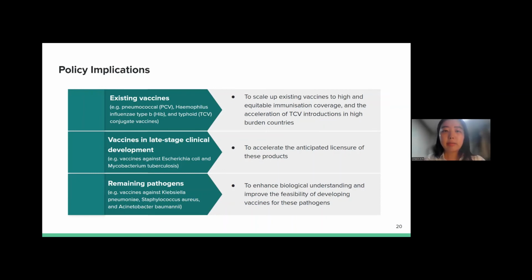And secondly, efforts can be made to accelerate the approval and licensure of vaccines in late stage clinical development that have the potential to have a greater impact on AMR, such as E. coli and Mycobacterium tuberculosis vaccines. And lastly, for the remaining pathogens with vaccines in the early stages of clinical development or no vaccine available, it is critical to improve our biological understanding and the feasibility of developing these vaccines, especially for pathogens with expected high vaccine avertable burden.